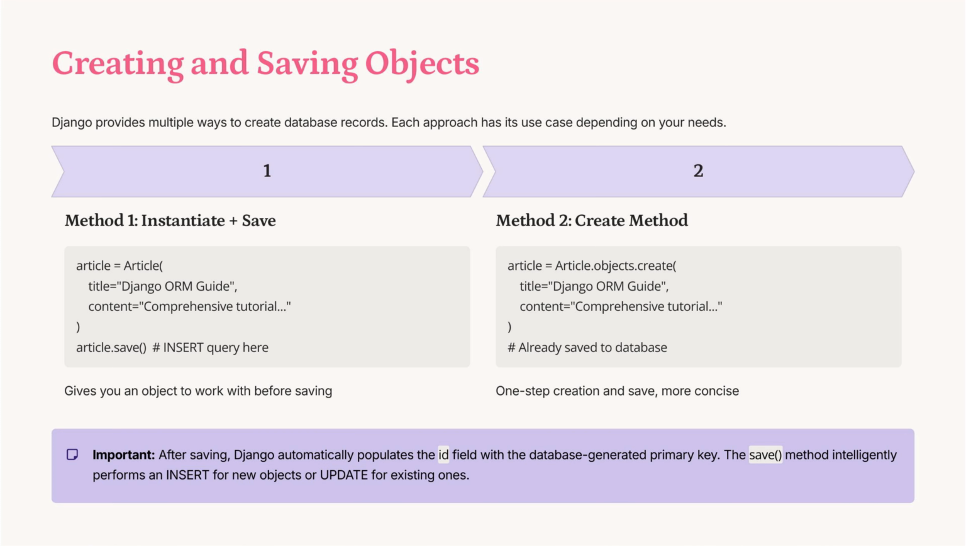Django offers two primary methods for creating database records. The first involves instantiating an object and then calling save, allowing pre-save manipulation. The second, using the create method, is more concise, directly saving the object. Notably, Django auto-populates the ID field post-save, distinguishing between insert and update operations.